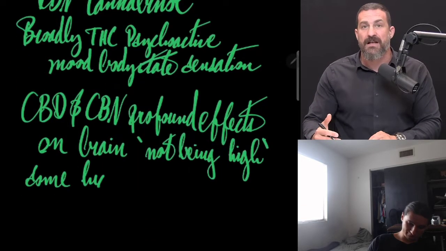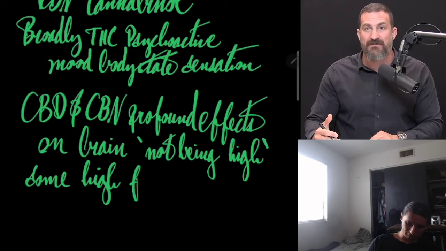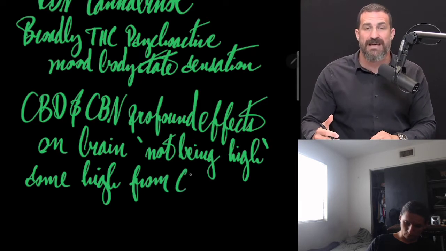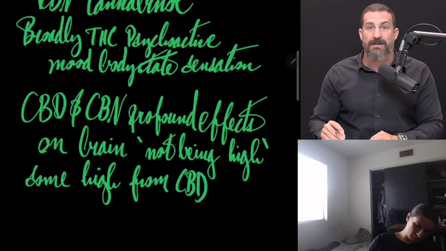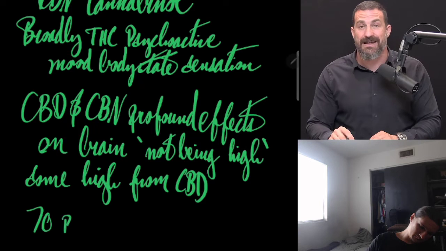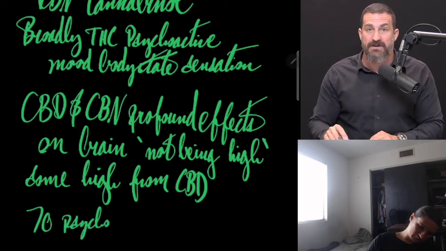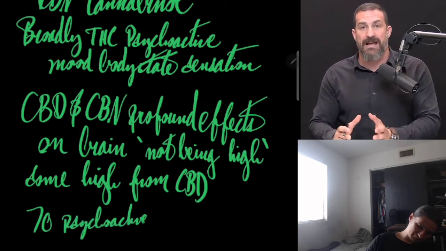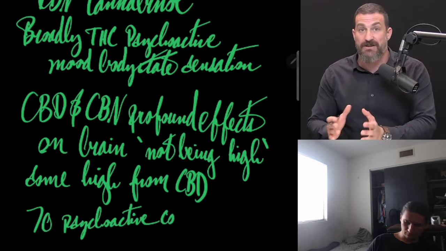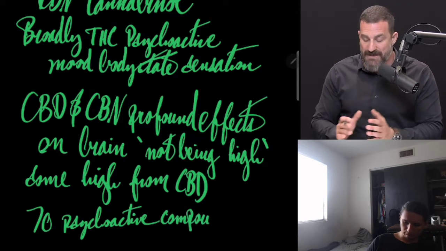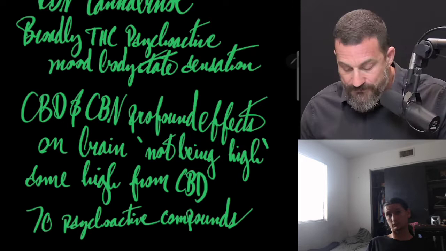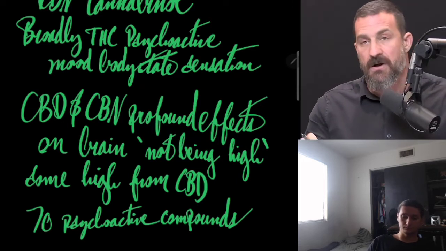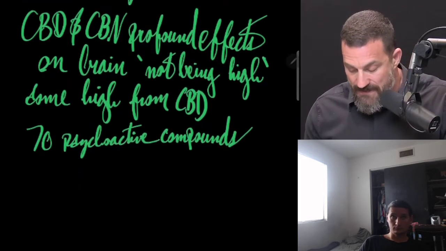But I want to point out that the cannabis plant has over 70 different psychoactive compounds, many of which still have not been studied in isolation and in detail. So there's a big future of research for cannabis and for THC and THC-related psychoactive compounds, as well as for CBD and CBN. Today, we're mainly going to focus on THC and CBD, as I mentioned before.